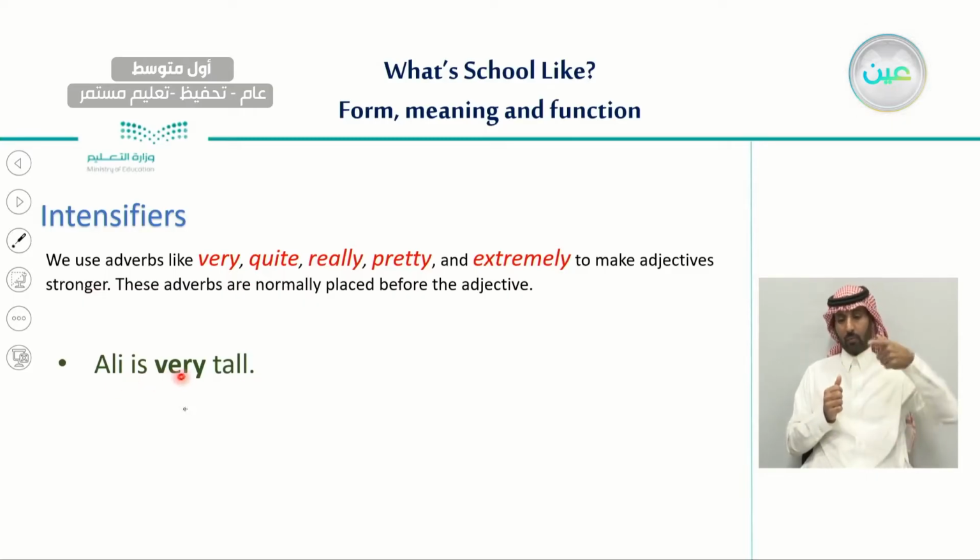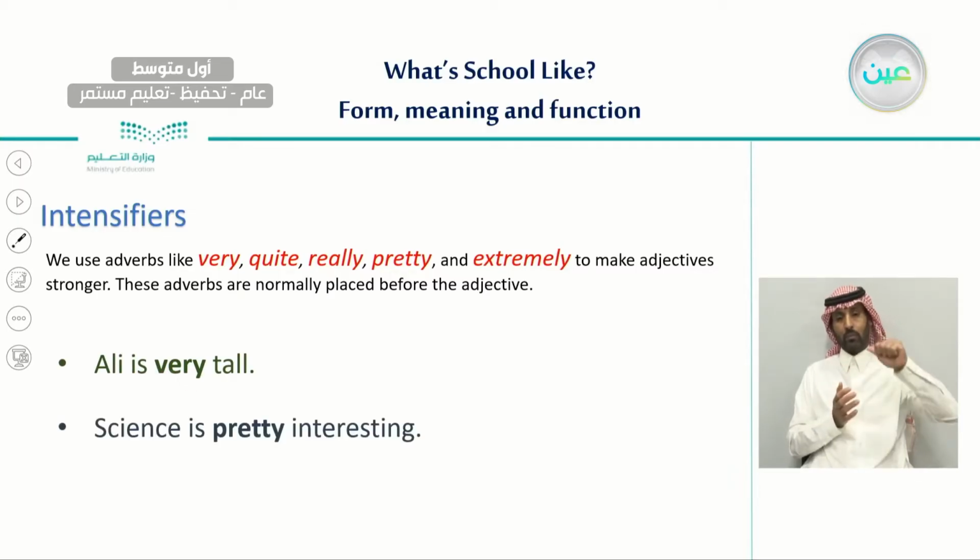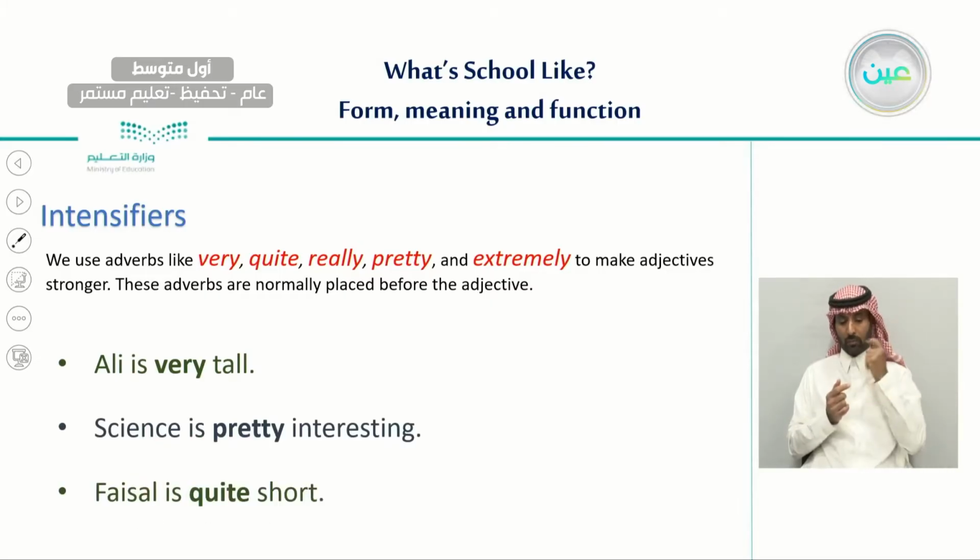Ali is very tall. The other one, science is pretty interesting. Faisal is quite short. So these are the bolded words. These are intensifiers. And what do the intensifiers do in a sentence? They make the adjective stronger.